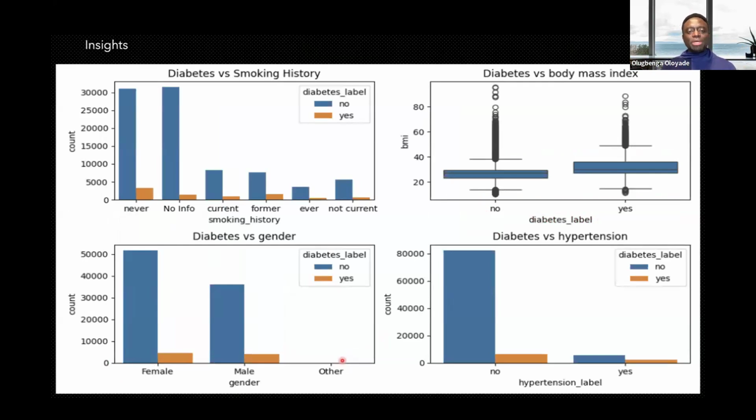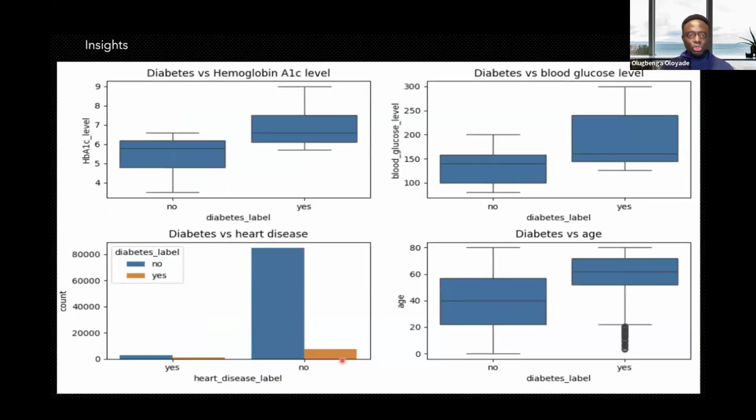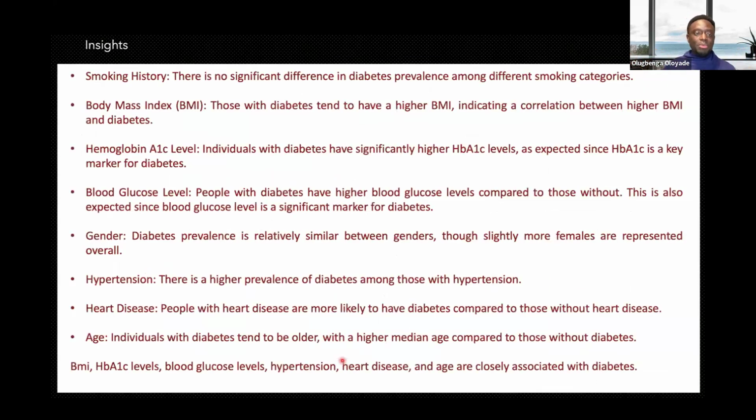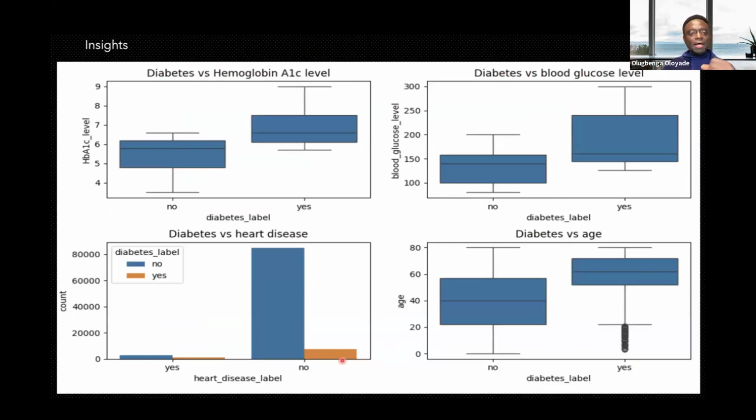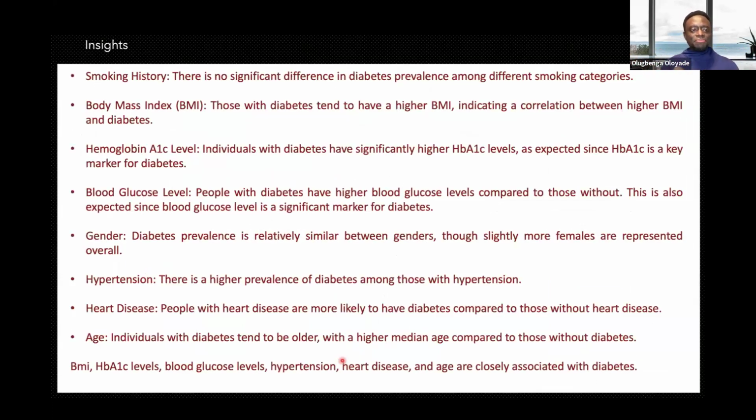Now, I also tried to compare every other feature with my target feature, which is my target variable. So I compared smoking history with diabetes, body mass index, hypertension, gender, hemoglobin A1C level, blood glucose level, age, and heart disease. I compared all of them with diabetes. Now, what I could glean from them, I listed here.